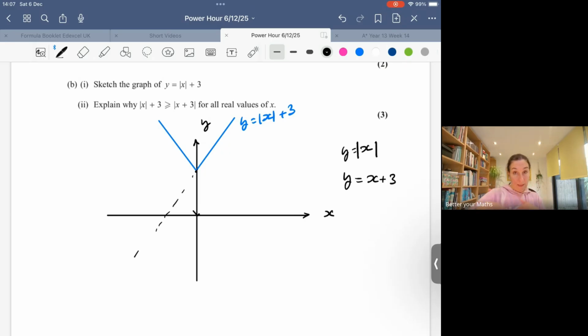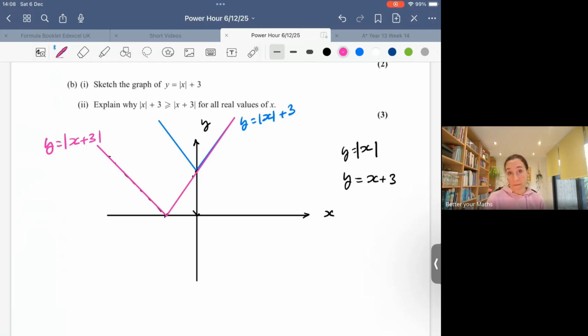But everything that is below the x-axis is going to be mirrored. So I won't have this part here. I'm going to have only that. I'm going to just change color so you can see what I'm doing. So this is the other function. So this is modulus of x plus 3. You see the difference between them both?